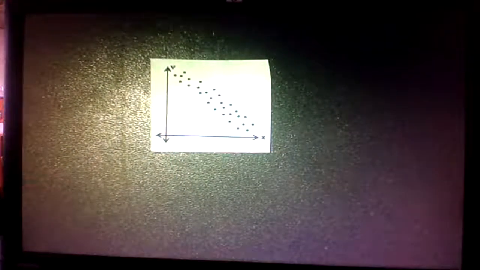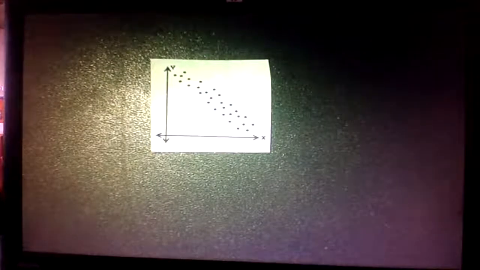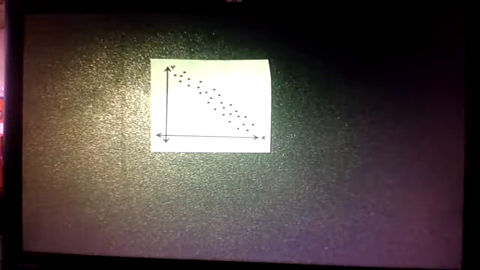Okay, take a look at this graph. What is this? This is a negative correlation. Okay, you can see that it's not a straight line, but they're all pretty much going downhill as I go to the right.